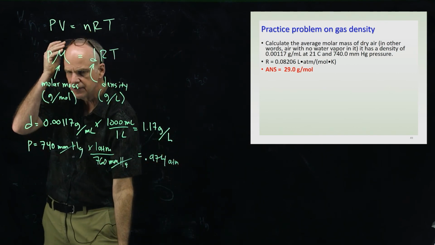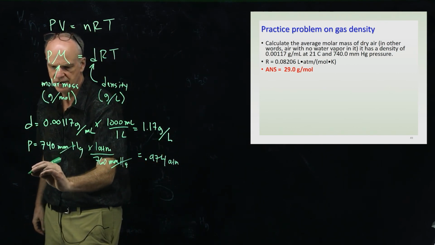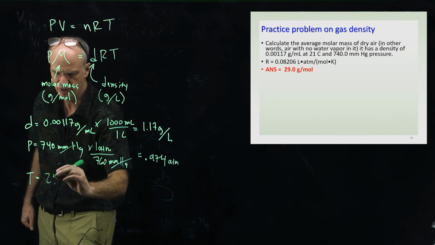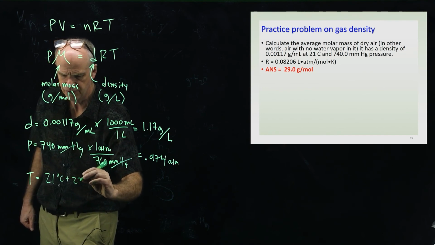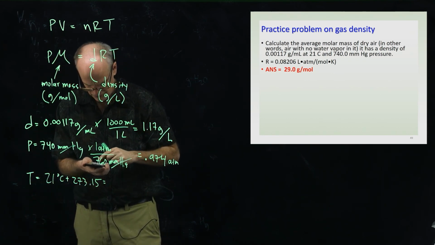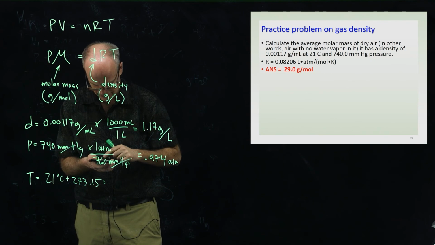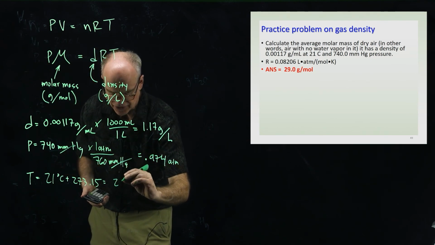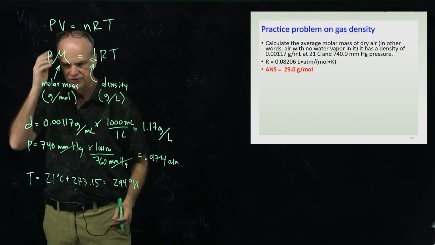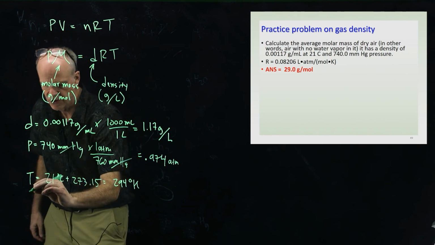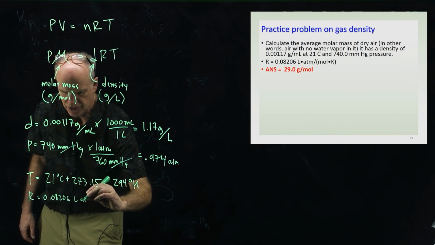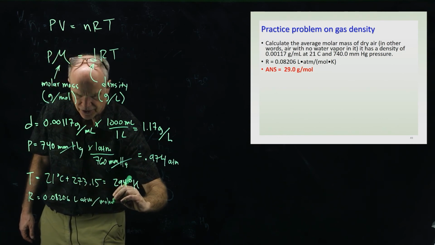The next step is we have to get the temperature into Kelvin, unless it's given to us in Kelvin. Is it? No, it's not, unfortunately. So it's 21 degrees Celsius plus 273.15. I get 21 plus 273.15, and I'm going to round this to three significant figures at this point, so it's 294 degrees Kelvin. Is there any other information we need? R, of course, is 0.08206 liters, atmospheres, over moles, degrees Kelvin.